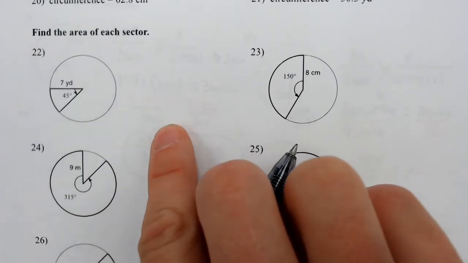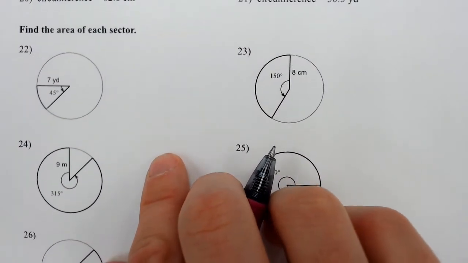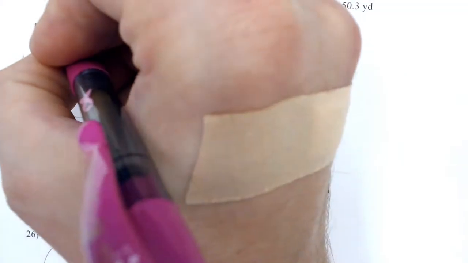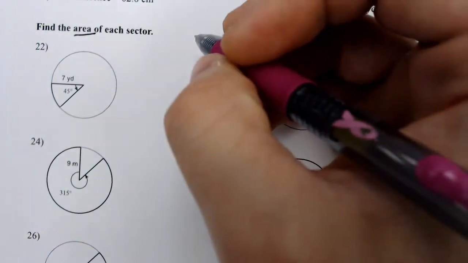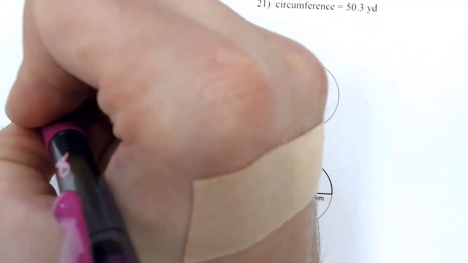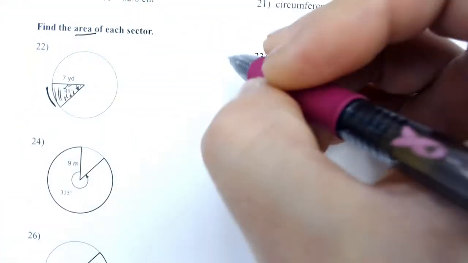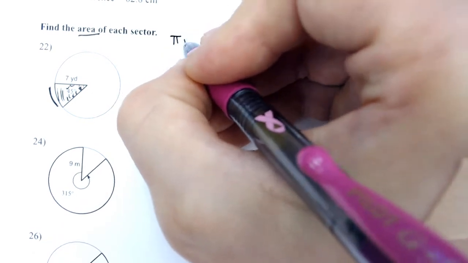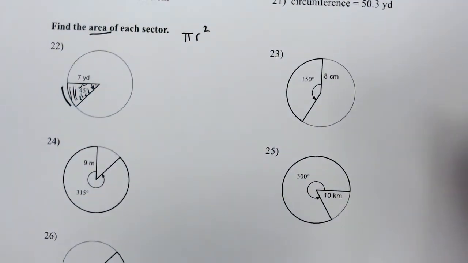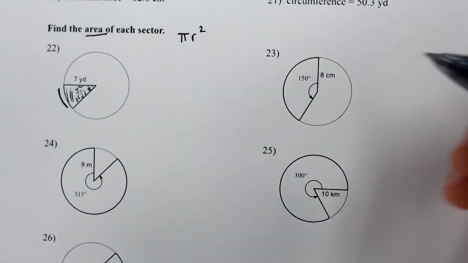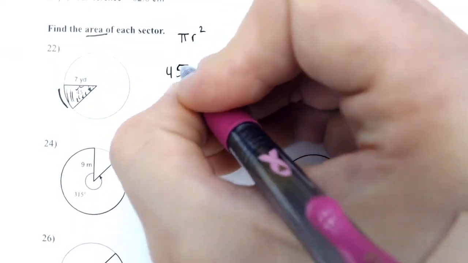If you want to find the area of the sector, we're going to do it the exact same way we just did. The only difference is it says area. So instead of finding that part on the outside, we're actually going to find the area of this section in the middle, which means we're going to use the area formula for a circle, not the circumference formula. Other than that, it remains exactly the same.